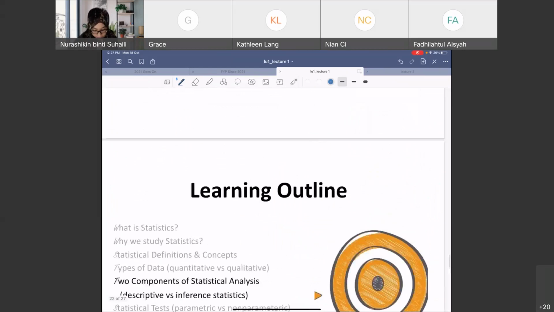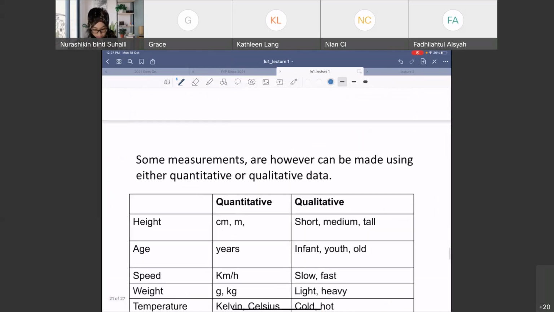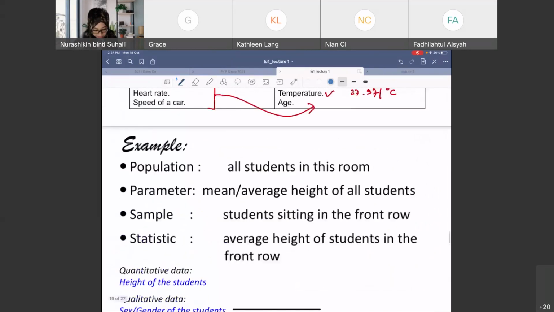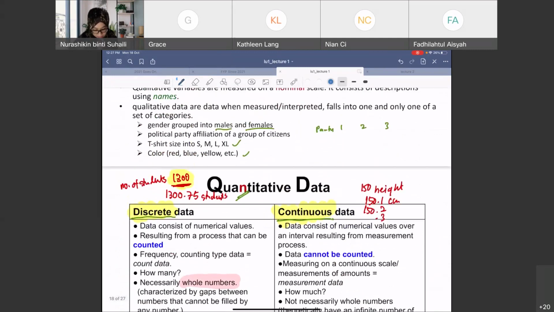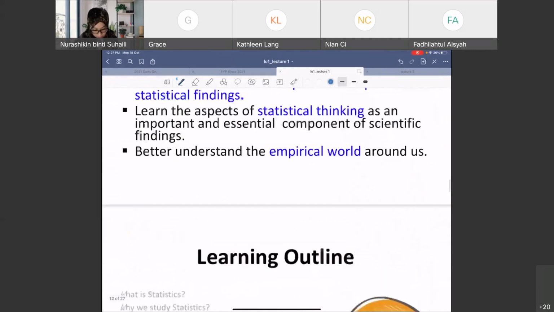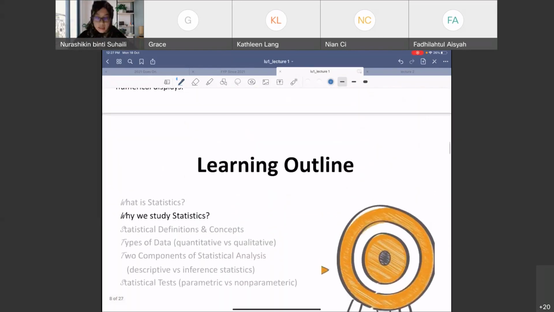Yes, understood. Thank you, Doctor. Okay, thank you for your question. It's a very good question and a good thing to discuss. Okay, anything else? You're clear about population and sample? It's a very, very important concept in statistics.